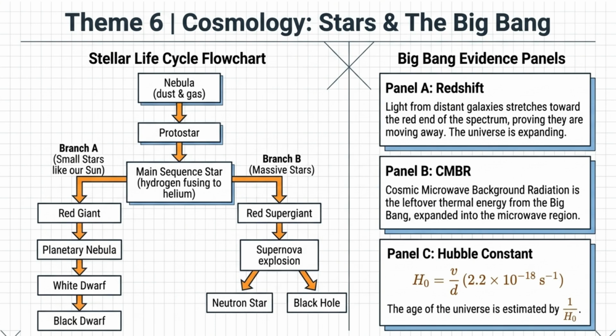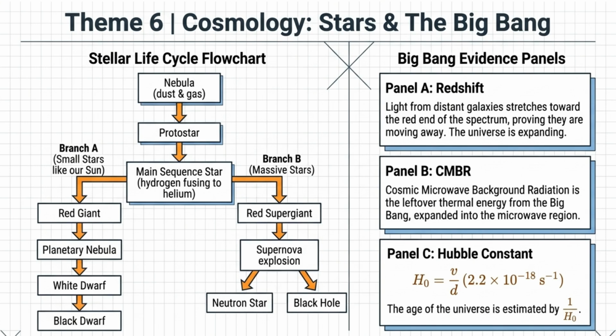Smaller stars, like our Sun, expand into red giants, shed their outer layers as a planetary nebula, and end as a cooling white dwarf. Massive stars, however, expand into red supergiants before a cataclysmic supernova explosion, leaving behind either a dense neutron star or a black hole.